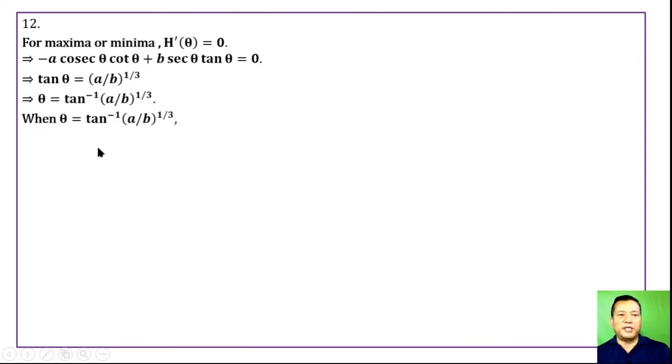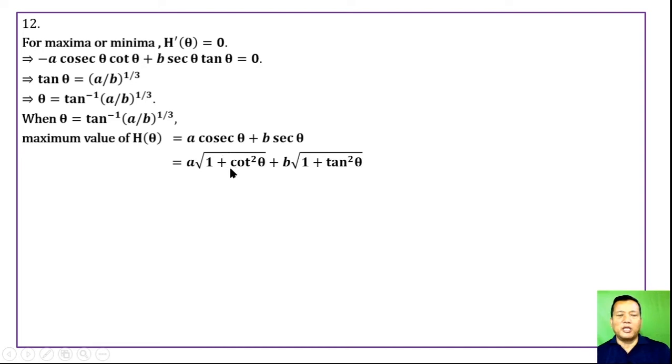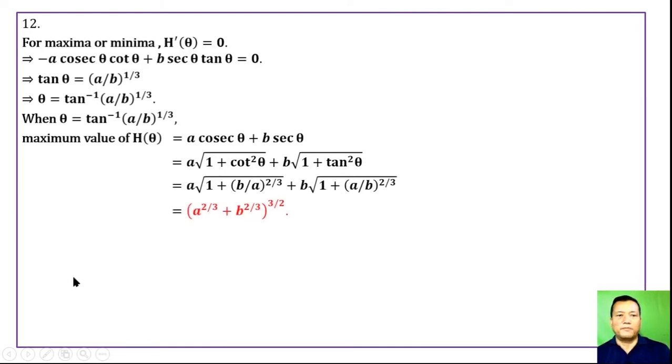When theta is this, the minimum value of l(theta) is a cosec theta plus b sec theta. Cosec theta is converted into tan theta and sec theta into tan theta, and putting their respective values, we get this. Solving this.